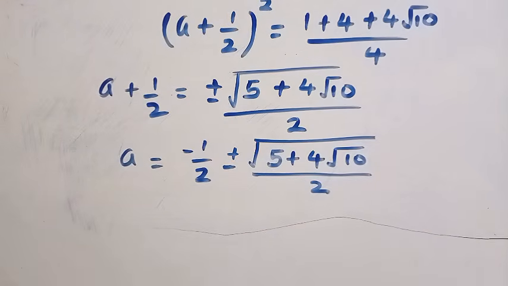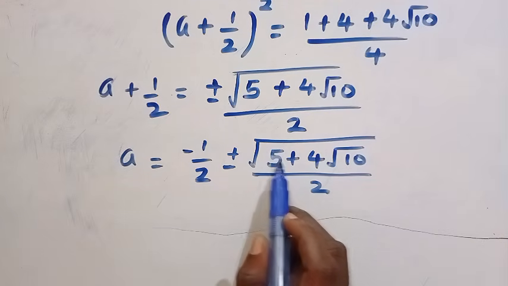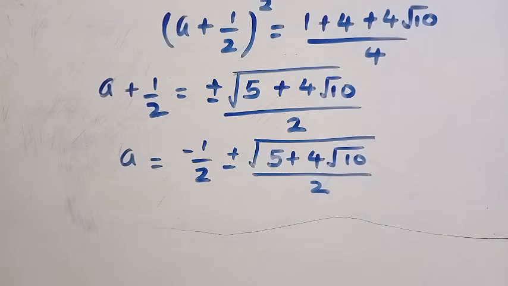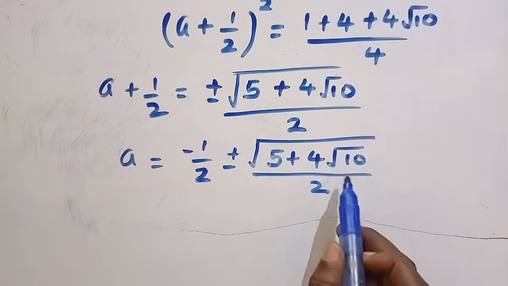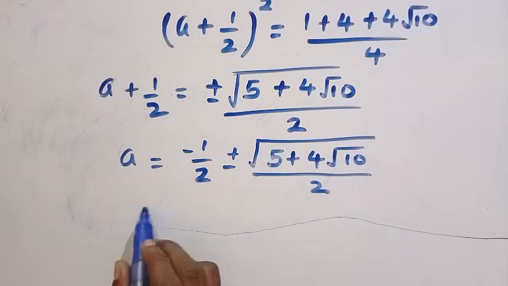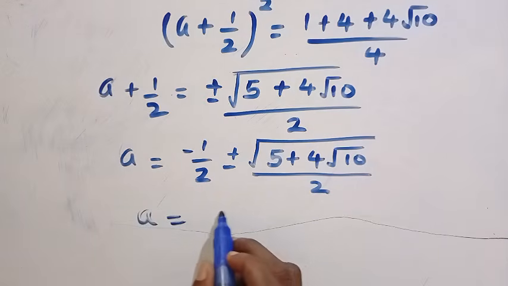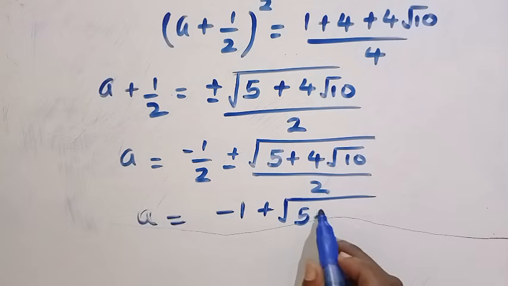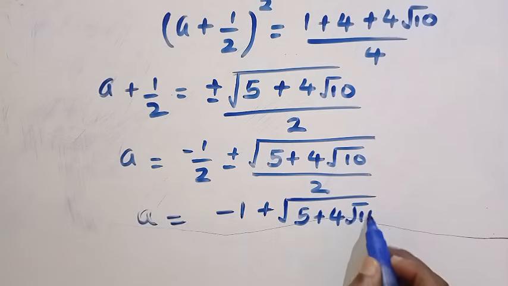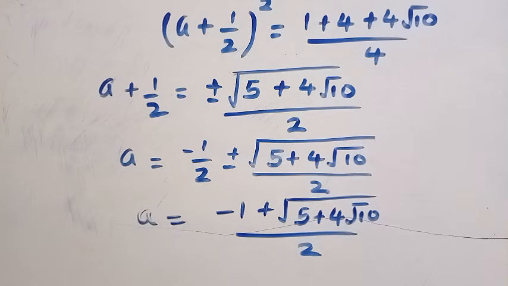If you are a person who likes to stress yourself, you can try and expand the square root of 5 plus 4 square root of 10, so you see what you will get. But to me, I prefer peace to violence. So I'm going to leave this answer at this point. This gives me the result that I need. Then a equals minus 1 plus the square root of 5 plus 4 square root of 10, all divided by 2.